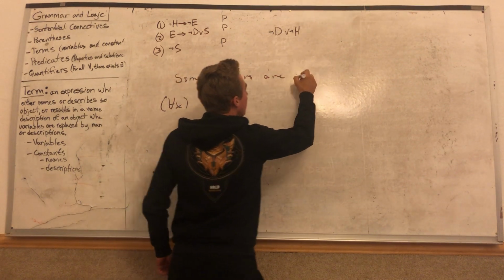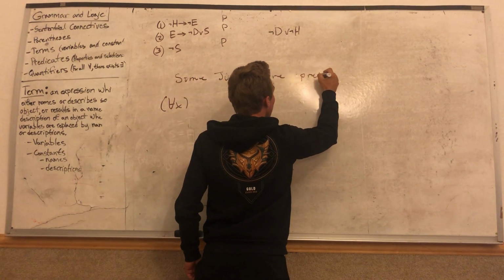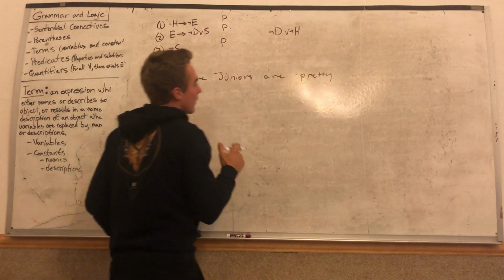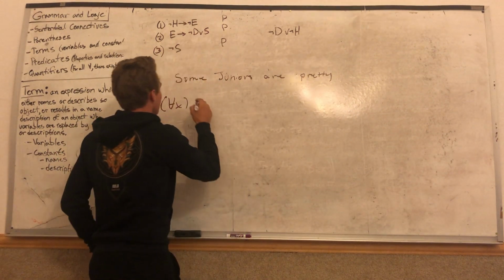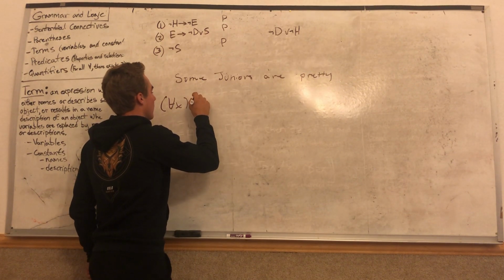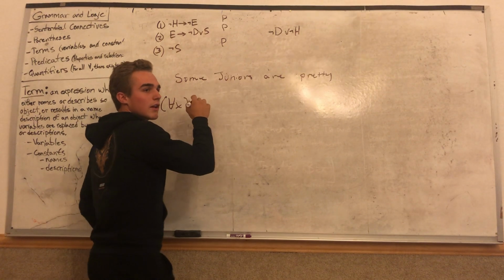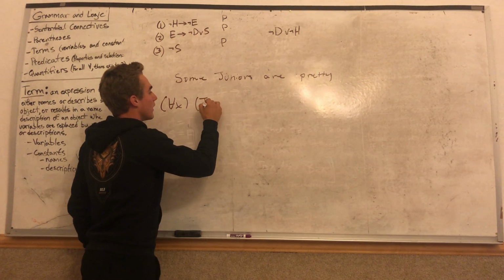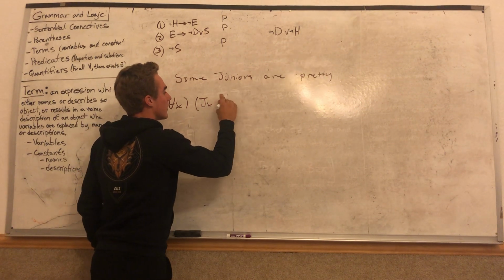Some juniors are pretty. For all X... there exists X. Tell me if I'm wrong here, but you go J of X and P.